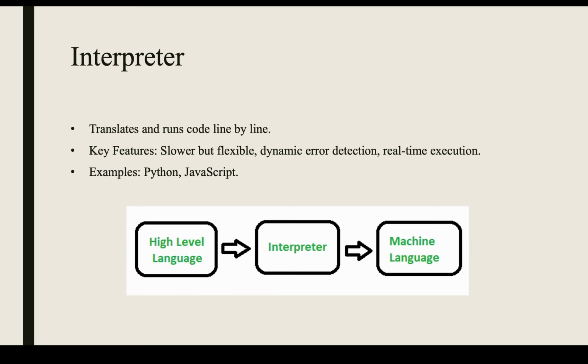Moving on to the last topic of today, that is interpreter. Interpreter is a program that translates and executes code line by line instead of converting the whole program at once like a compiler. Imagine we are listening to a live speech. If the translator translates each sentence line by line, then it's like an interpreter. But if the translator translates the complete speech and then delivers, then it is like a compiler.